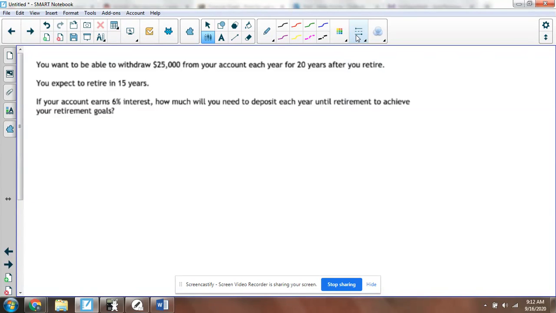Okay, so we have this question here. It says you want to be able to withdraw 25,000 from your account each year for 20 years after you retire. You expect to retire in 15 years. If your account earns 6% interest, how much do you need to deposit each year until retirement to achieve your retirement goals? So this is going to be a two-part problem. The first thing you want to figure out is how much money do we need at retirement?